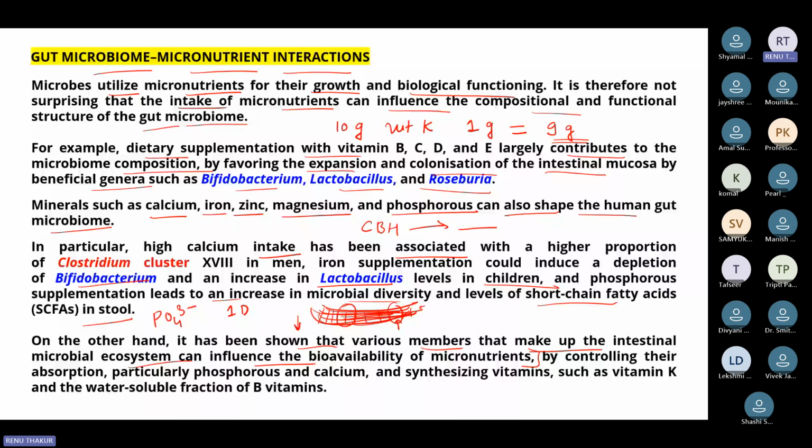So for this reason, our body adopts many different kinds of methods, which we will study. Particularly phosphorus and calcium, and synthesizing vitamins such as vitamin K and the water soluble fraction of vitamin B. Now see what our body does. How to explain this point? Suppose we have so much cash at home, so a robbery or a theft is always in our mind, that oh no, we have so much cash, anybody can steal it. So what do we do? We go to the bank and deposit it. This is a safe option.